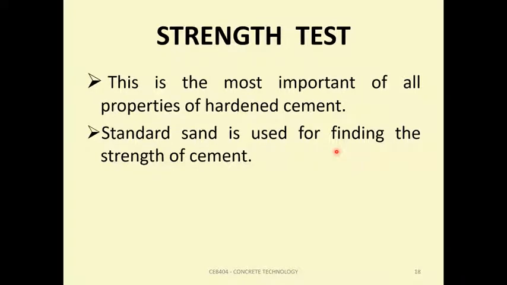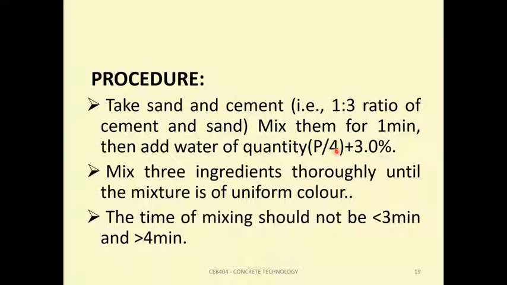The next one is the strength test. The most important property of a hardened cement is compressive strength. In this test, the standard sand, that is known as Ennore sand, is used for finding the strength of the cement. We have to take the sand and cement in a ratio of 1:3, mix it for 1 minute and add a water quantity of (P/4 + 3)%. The three things are thoroughly mixed until a uniform color is attained. The time of mixing should not be less than 3 minutes and not greater than 4 minutes.